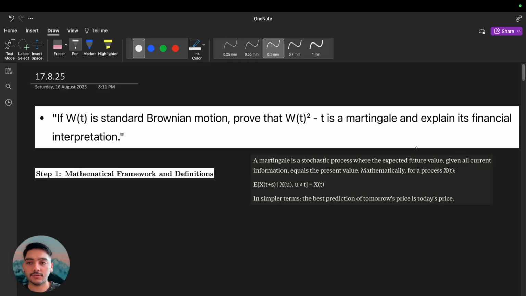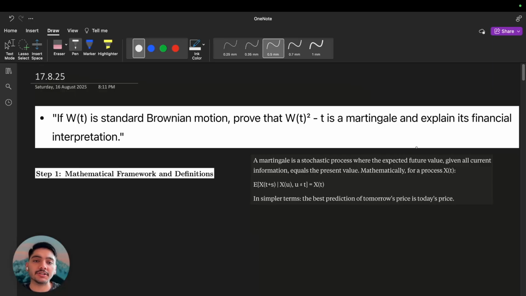Hello everyone. So today our aim is to prove if W² is a standard Brownian motion. So we have to prove that Wt² minus t is a martingale, and we have to explain its financial implementation. So what is a martingale?